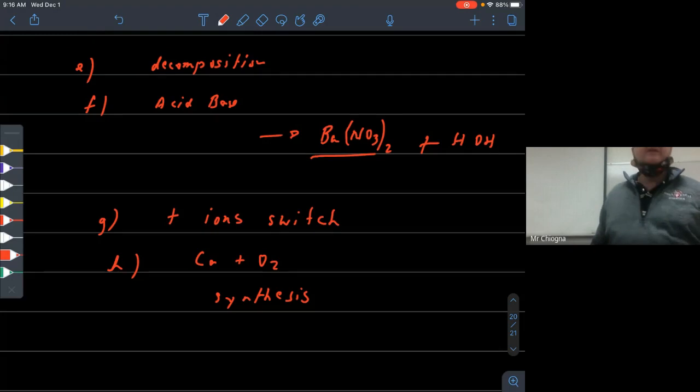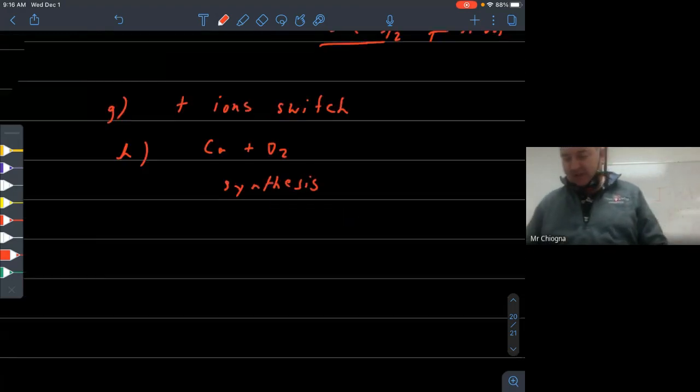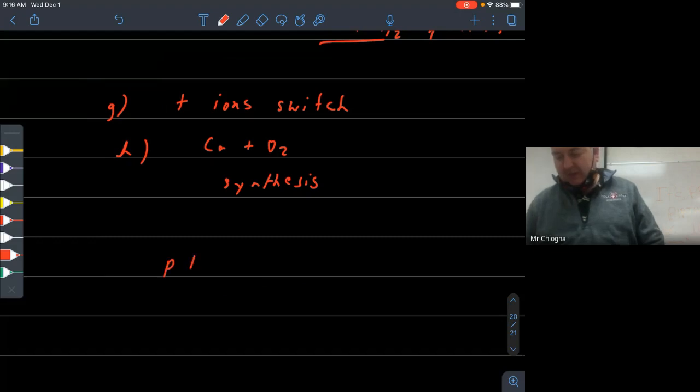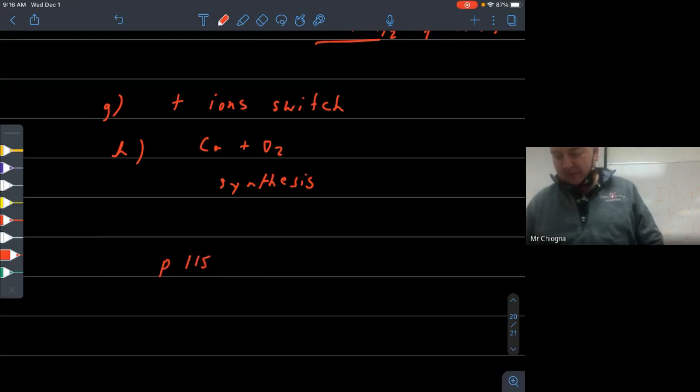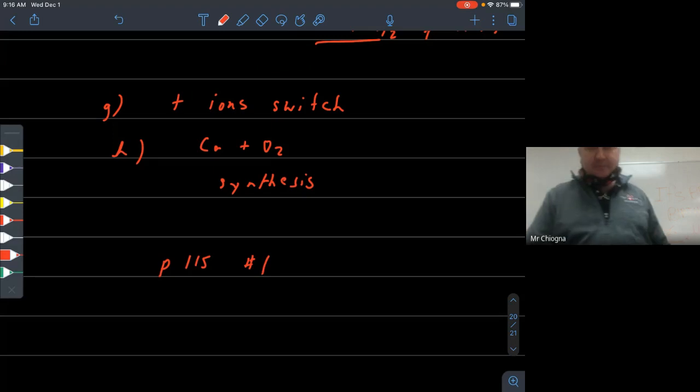Do the same thing with number 1 on page 15, as you just did before, except you have to complete the right side first. Okay?